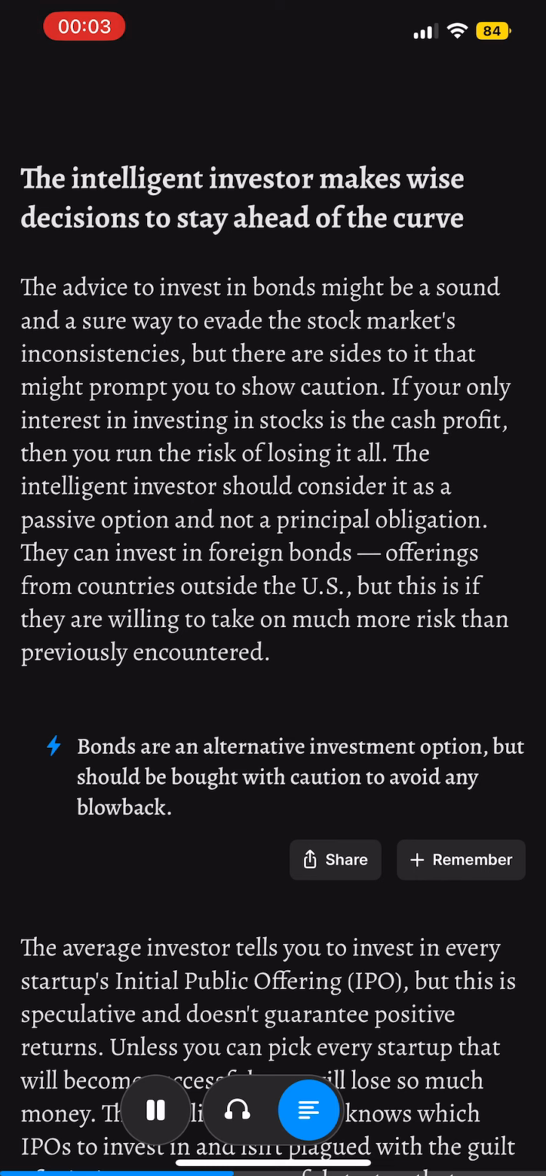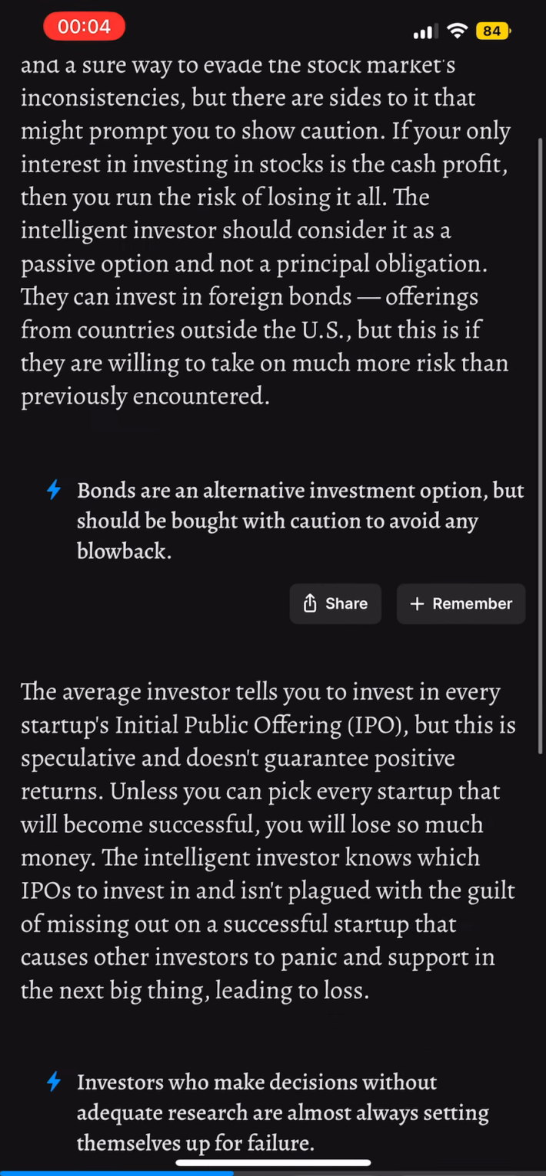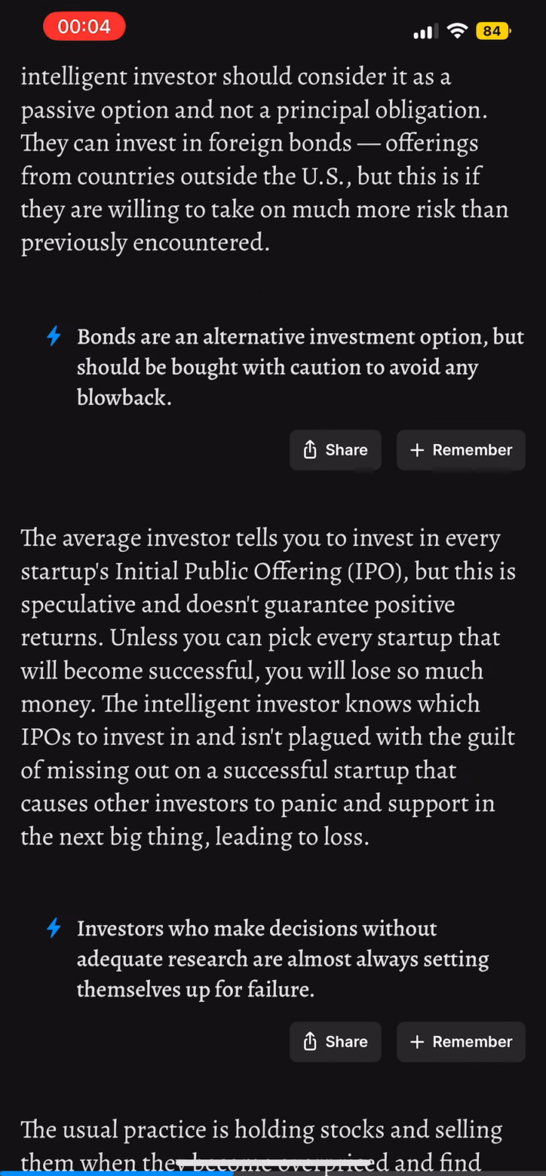They can invest in foreign bonds, offerings from countries outside the U.S., but this is if they are willing to take on much more risk than previously encountered. Bonds are an alternative investment option, but should be bought with caution to avoid any blowback. The average investor tells you to invest in every startup's initial public offering or IPO, but this is speculative and doesn't guarantee positive returns. Unless you can pick every startup that will become successful, you will lose so much money.